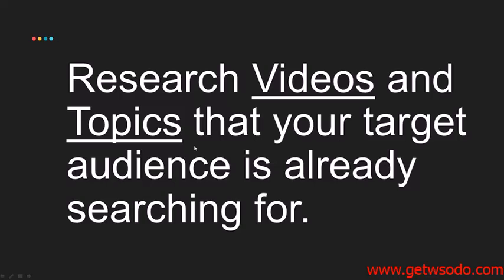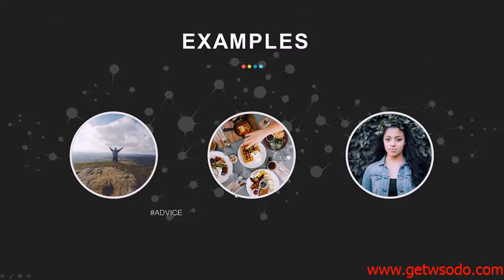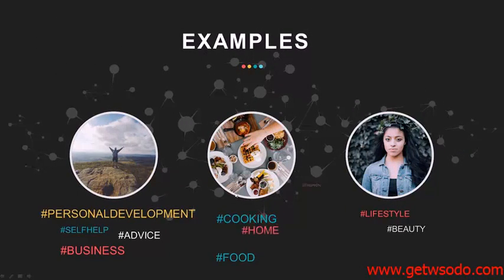So our goal here is to research videos and topics that your target audience is already searching for. One of the biggest mistakes that I see people making on YouTube is creating random content that doesn't already have basically a guaranteed interest from your potential audience. But using these tools, we can actually find video ideas and topics that our audience is searching for. So let's use a couple different examples.